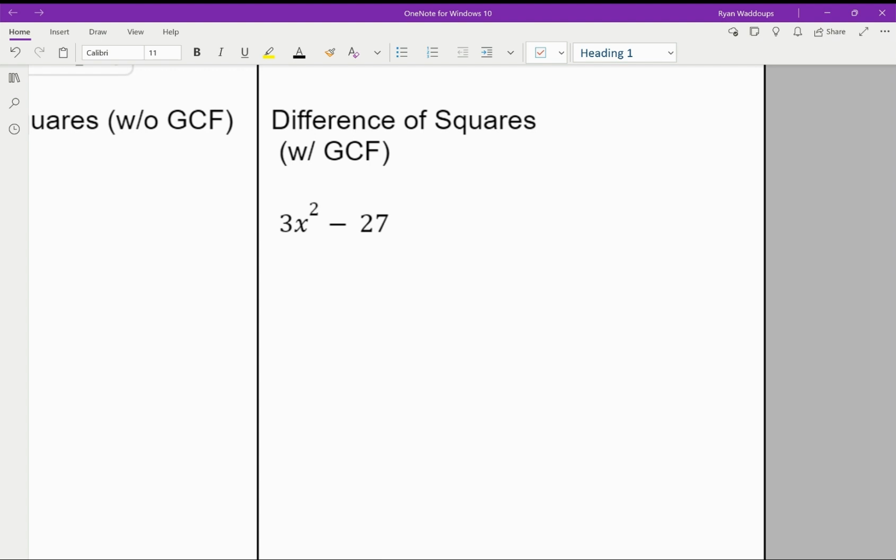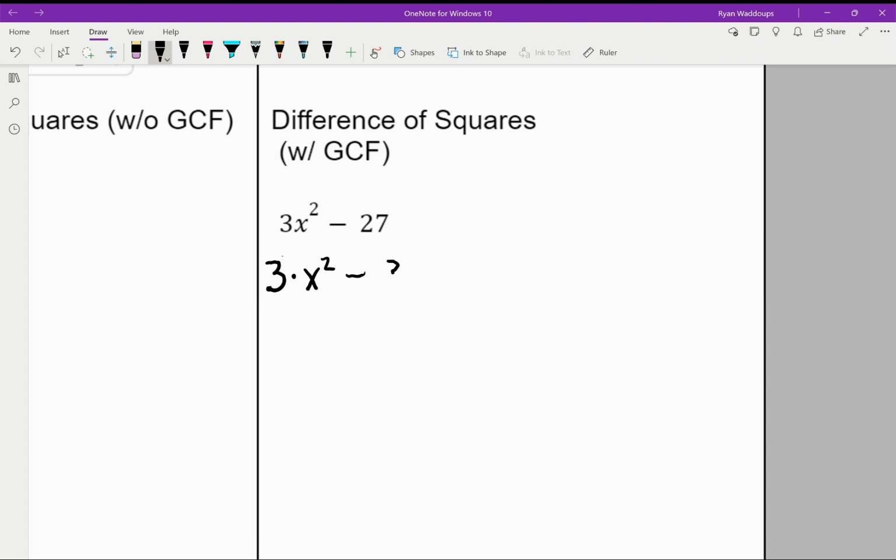And in this case, I can see that 3x squared and minus 27, they have a common factor, and the common factor is 3. So 3x squared is the same as 3 times x squared. I could write that x squared as x times x, but I'll just leave it as x squared, minus, and then 27 is 3 times 9.